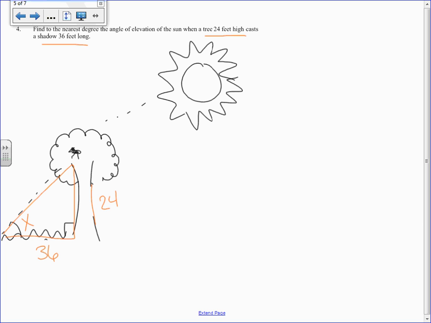So this one's a little different. I'm finding an angle, not a length. But let's look. I've got my angle. I know the side opposite of it, and I know the side adjacent of it. So I'm going to be working with tangent. So the tangent of my angle is going to be equal to 24 divided by 36.